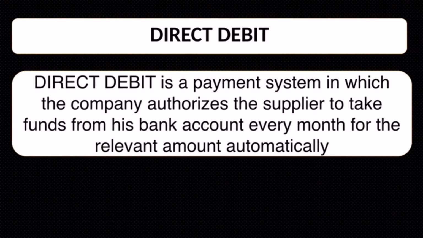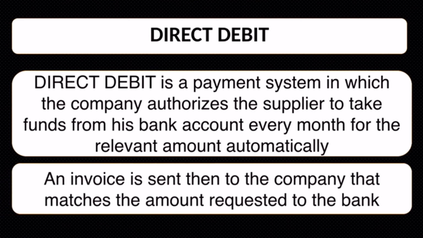Direct debit. Direct debit is a payment system in which the company authorizes the supplier to take funds from its bank account every month for the relevant amount automatically. An invoice is then sent to the company that matches the amount requested to the bank.